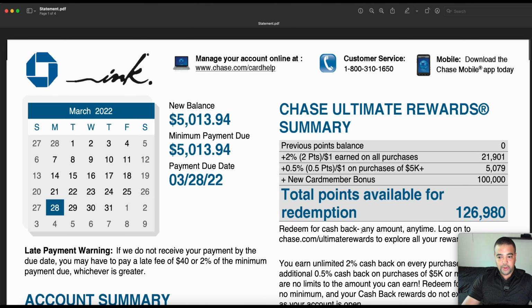All right guys, so here we are on my Chase statement. This is from my Ink Premier card, and it's a little bit older of a statement, but I have a lot of information on here, so it seemed like the best option for our example here. But if you have a personal card or something, it's going to be a very similar layout.